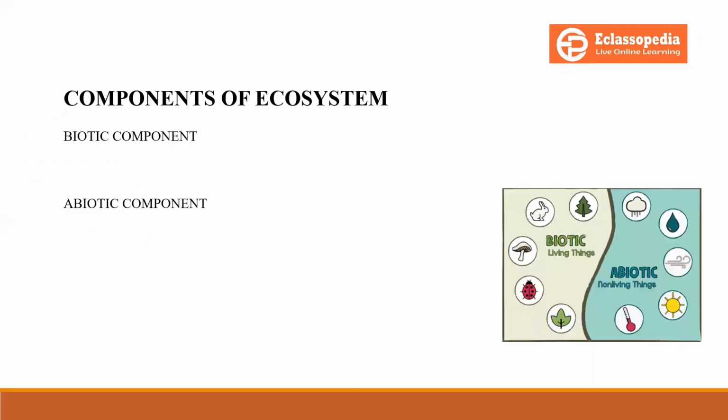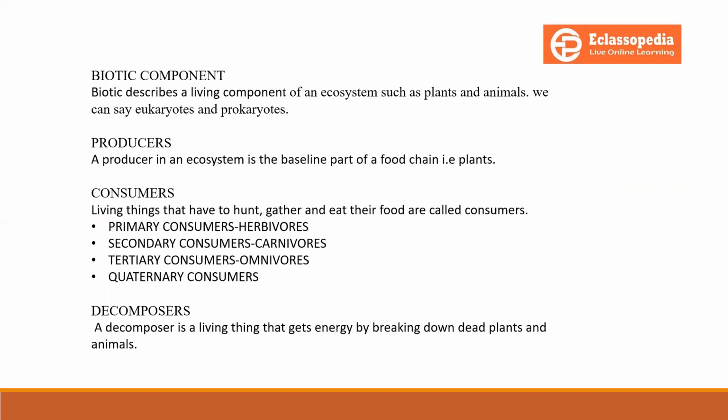Now here we have components of ecosystem. We'll check out what are the components of ecosystem. So components of ecosystem include biotic components and abiotic components. Biotic components represent living things and abiotic components represent non-living things. Then here we have biotic components. Now let's talk about what are biotic components. Biotic components describe living components of an ecosystem such as plants and animals. We can say eukaryotes and prokaryotes.